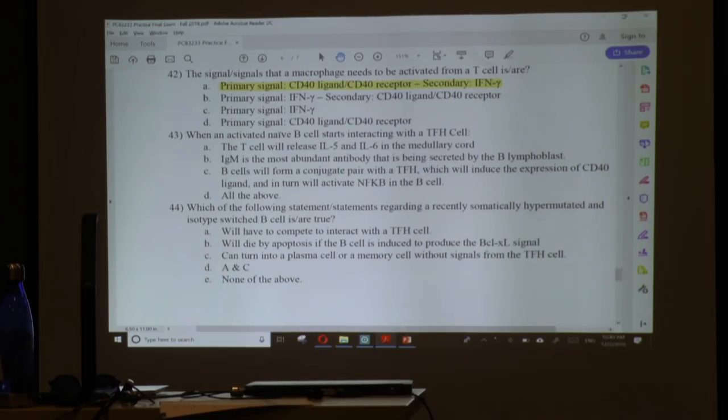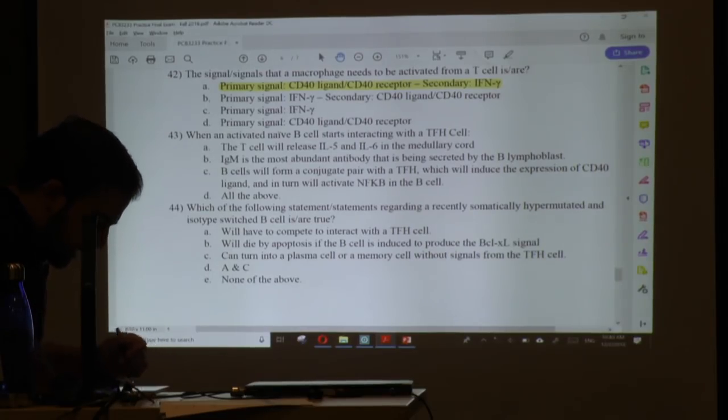So then the B cells are not able to go through somatic hypermutation and isotype switch, and the only thing you can make is IgM. Therefore, hyper-IgM syndrome. Yeah? Cool.